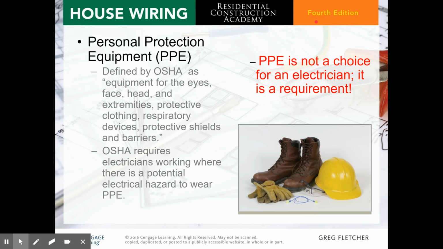Personal protection equipment, defined by OSHA as equipment for the eyes, face, head, and extremities, protective clothing, respiratory devices, protective shields and barriers. OSHA requires electricians working where there is potential electrical hazard to wear PPE. PPE is not a choice for an electrician, it is a requirement. It goes for BTM too.